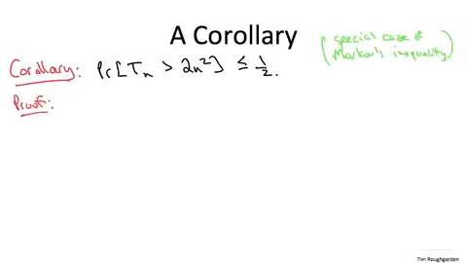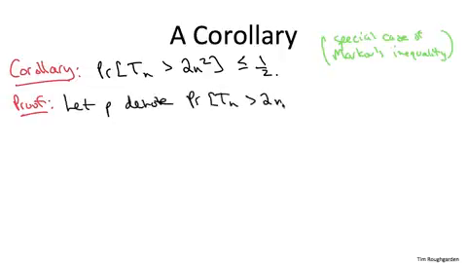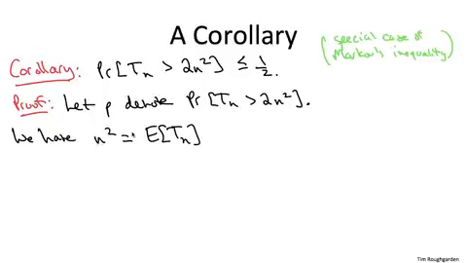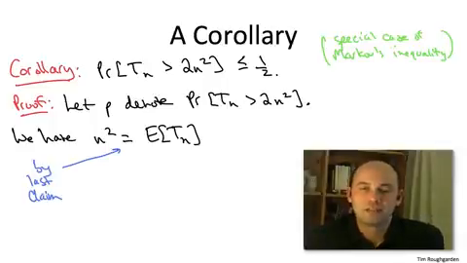In proof, let's denote by p the probability of interest, the probability that the random variable T sub n is strictly bigger than 2n squared. Essentially, the reason the corollary is true is that if the probability that T sub n was bigger than 2n squared was strictly bigger than 1/2, well, then the expectation would have to be bigger than n squared, but it's not. It's equal to n squared. We just computed it.